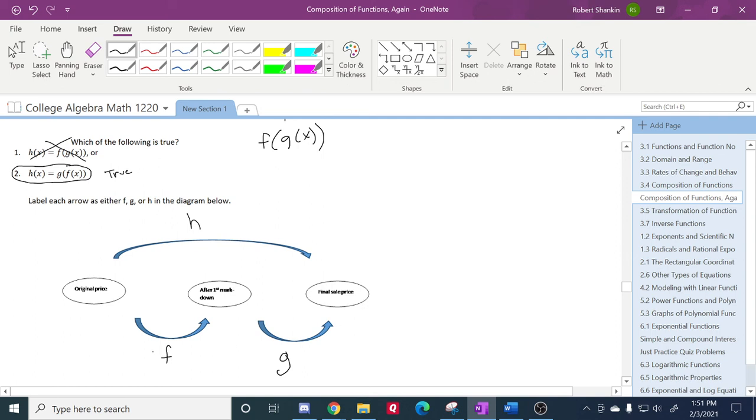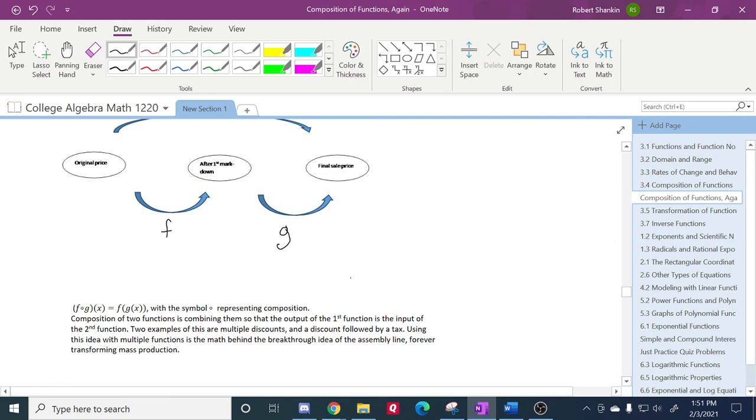F is the first markdown. Its input is the very original price. Its output is the price after the first markdown. H is the thing that takes the original price and sends you all the way to the final sale price over here.